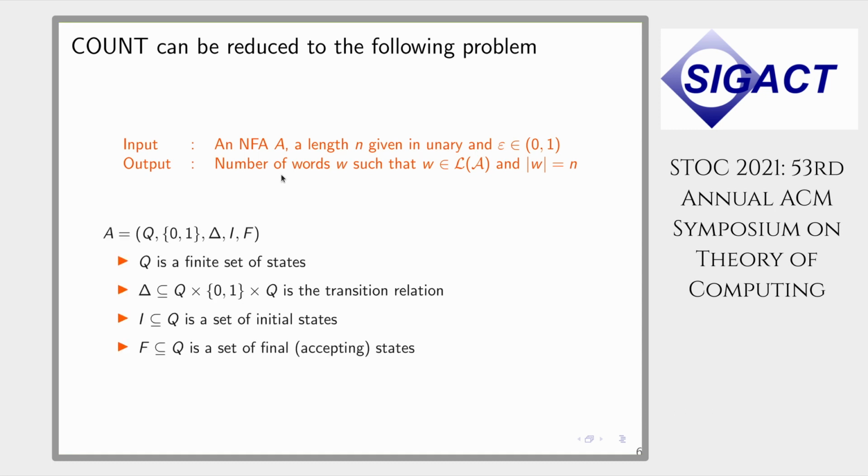And just the notation that we'll be using in the talk, which is a standard notation: we will assume that Q, which I will use several times, is the set of states of this automaton A. The alphabet is a binary alphabet. Delta is the transition relation for this NFA. I is the set of initial states, and F is the set of final or accepting states.